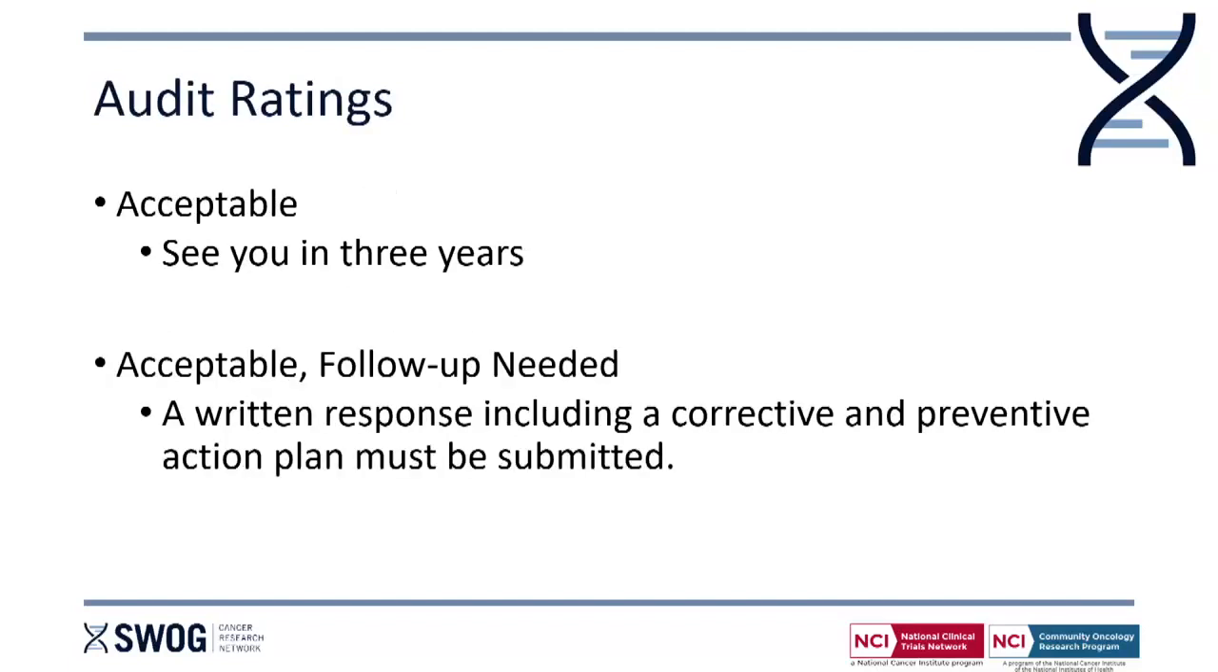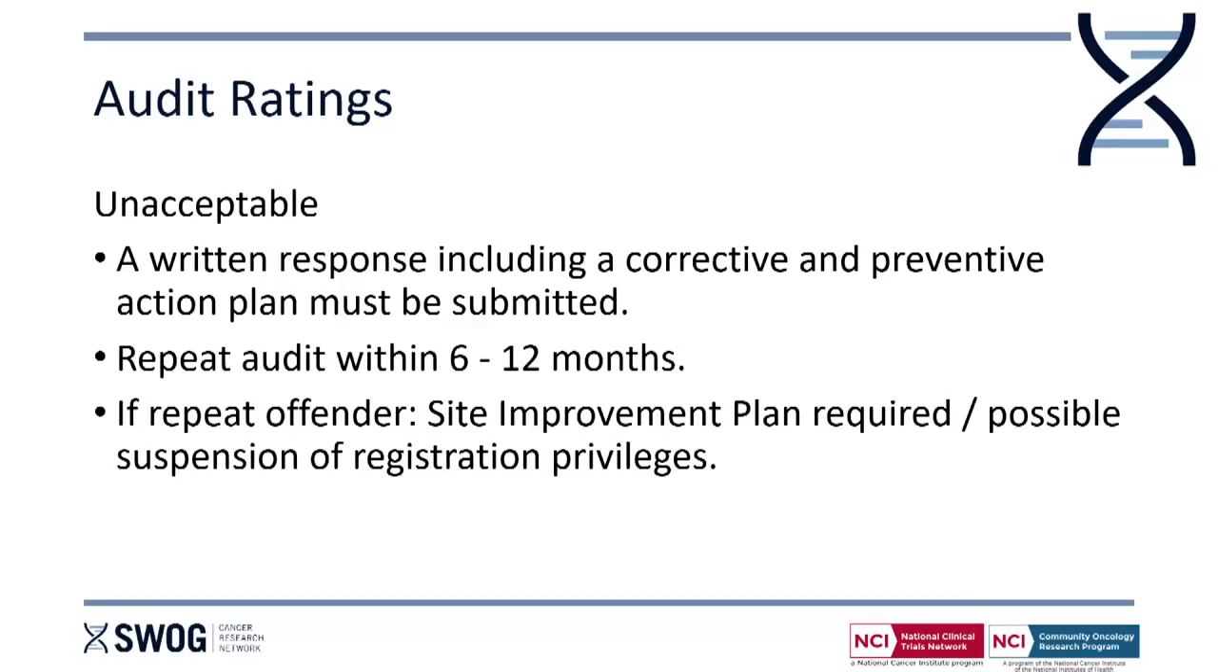At the end of the audit, we'll have 3 audit ratings. If it's acceptable, there are no major deficiencies, and we'll see you in 3 years. If it's acceptable with follow-up needed, there will have been some major deficiencies, but nothing really great big. So we need a written response, including a corrective and preventive action plan, called a CAPA, that you have to submit. If it's unacceptable, that means you had enough major deficiencies that we're a little bit concerned. So we want to come back and see you probably in about 6 to 12 months. So we need a CAPA.